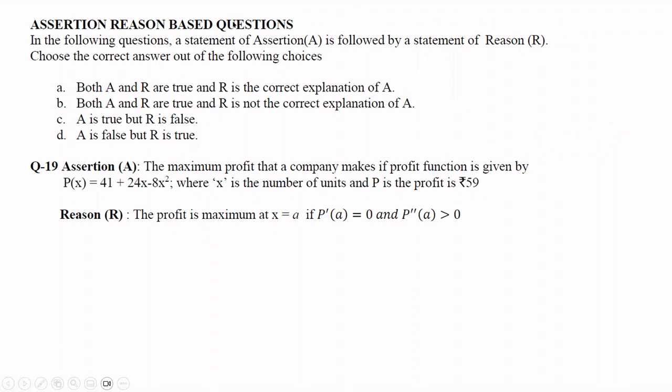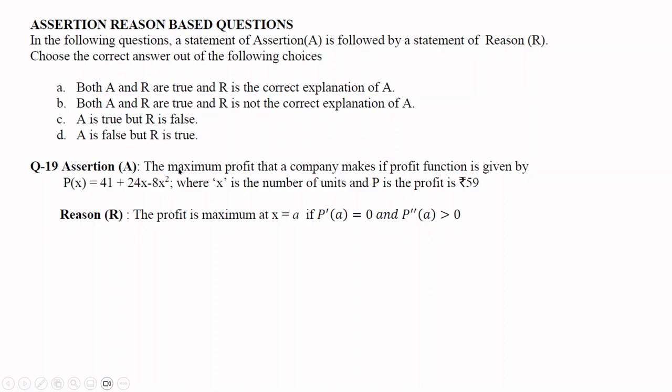And next we have the assertion reason type questions. So here in the following questions, a statement of assertion A is followed by a statement of reason R. We have to choose the correct answer from these 4 choices. The first choice is both A and R are true, and R is the correct explanation of assertion. The second option is both A and R are true, and the reason is not the correct explanation of assertion. Then the next option C is A is true but R is false, and D is A is false but R is true.